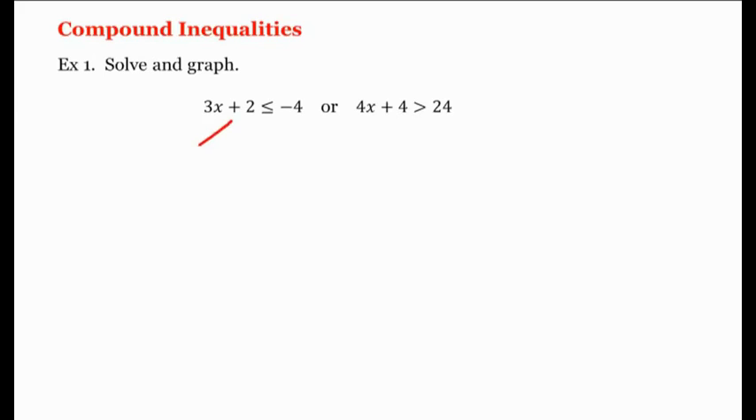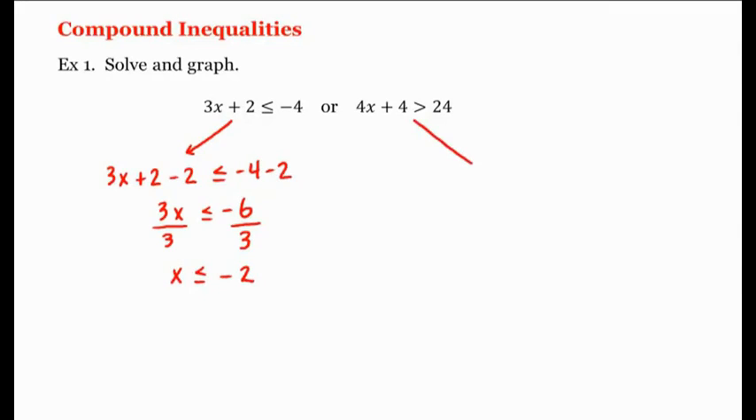So let's start with this first inequality here. We can begin by subtracting 2 from each side, which gives us 3x is less than or equal to negative 6, because 2 minus 2 is 0. Now dividing both sides by 3, and 3 is a positive number, so this inequality will not flip. It gives us x is less than or equal to negative 2.